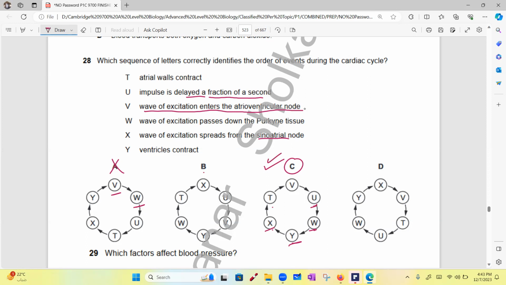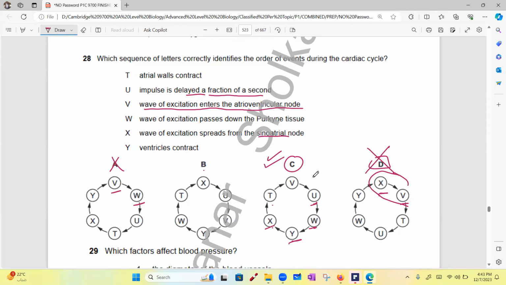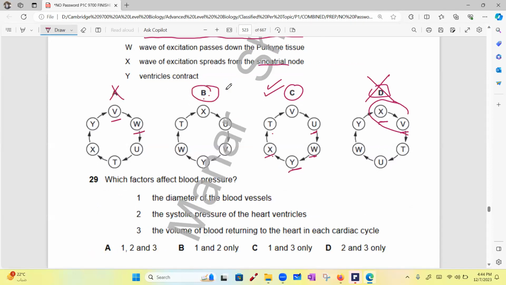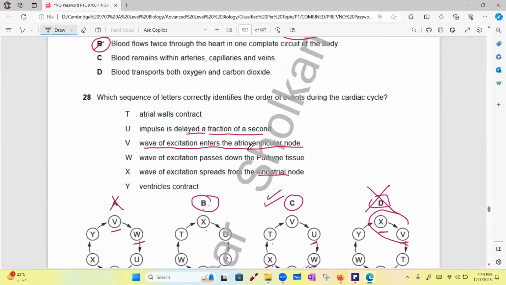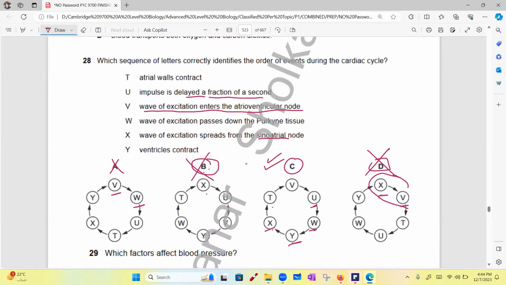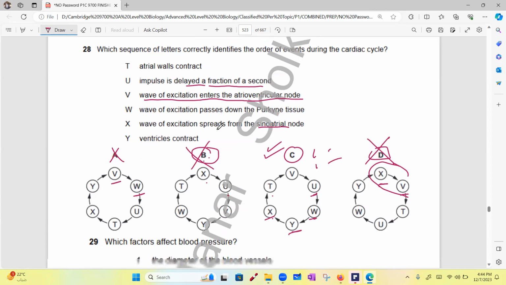But this means that B and D have to be wrong. Let's look at D. X. Wave of excitation spreads from the sinoatrial node and then it goes to V. What is V? Wave of excitation enters. No, there is something missing here. It has to make the atria contract first. So D is wrong. Now let's look at B. B has to be wrong. X. Wave of excitation spreads from the sinoatrial node and then it goes to U. What is U? The impulse is delayed. Is it delayed? No, there's something wrong. It has to mention the atrioventricular node. So B is wrong. So the only one that is correct is C. So the answer should be C. We'll see in a minute.